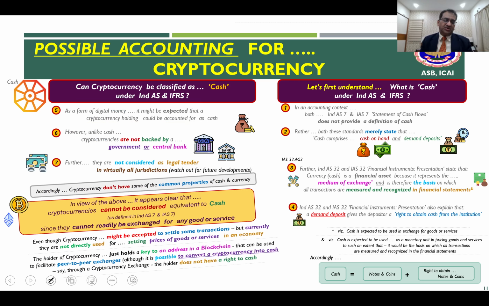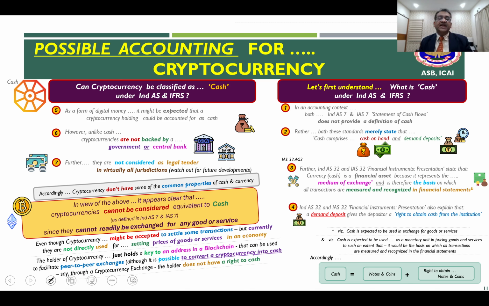That no, they are not cash, because these cryptocurrencies do not possess the properties and the characteristics of cash and currency. We have seen this. The characteristics of cash and currency are outlined in these two standards, IAS 7 and IAS 32 from the IFRS perspective, and Ind AS 7 and the corresponding Ind AS 32 under the Ind AS framework. So these attributes are not possessed by cryptocurrency and Bitcoin. Therefore, it is clear that cryptocurrencies cannot be considered equivalent to cash because they cannot be readily exchanged for any goods or services.